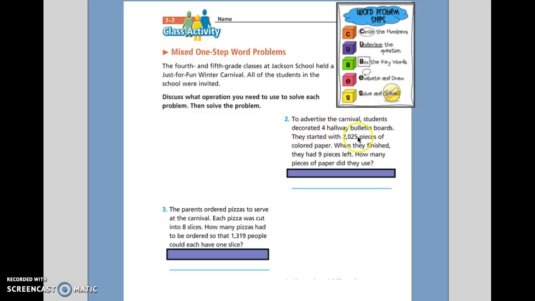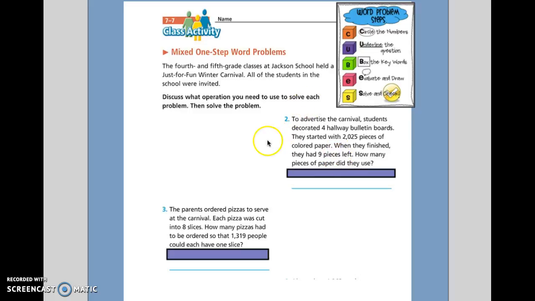We use the cubes method after we read it. It says to advertise the carnival, students decorated 4 hallway bulletin boards. They started with 2,025 pieces of colored paper. When they finished, they had 9 pieces left. How many pieces of paper did they use?